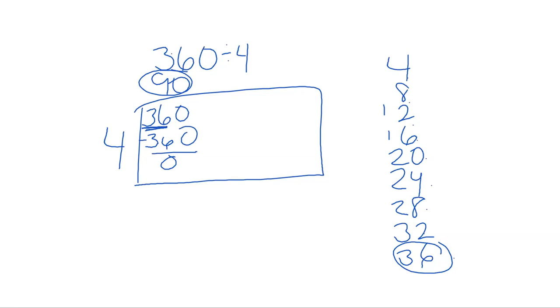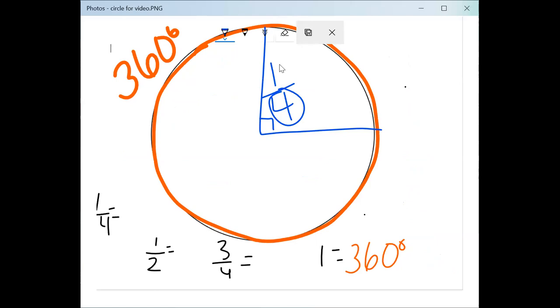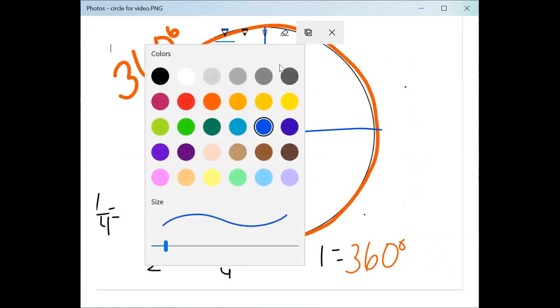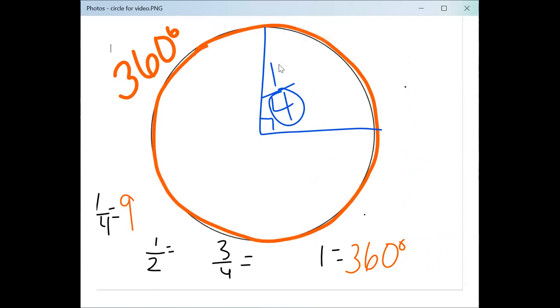So I'm going to come back over here. So this passes through 90 degrees. I'm going to get my different color here. So 1/4 of a circle is going to be a 90-degree angle.